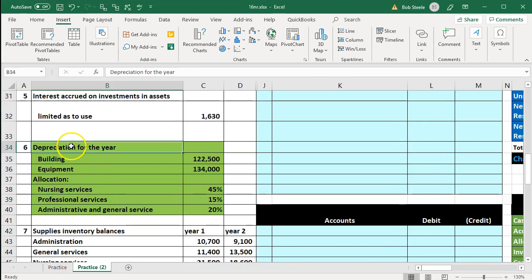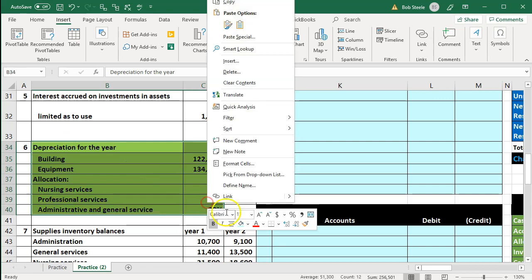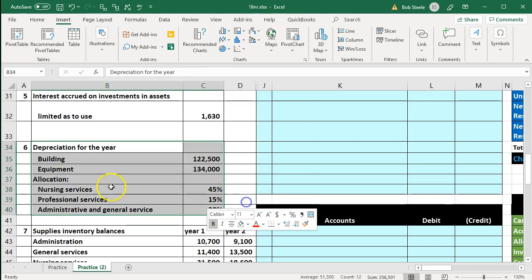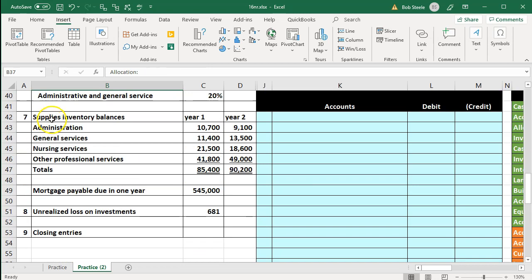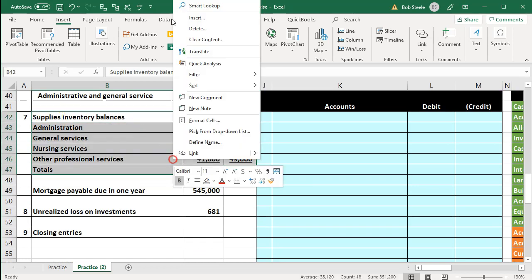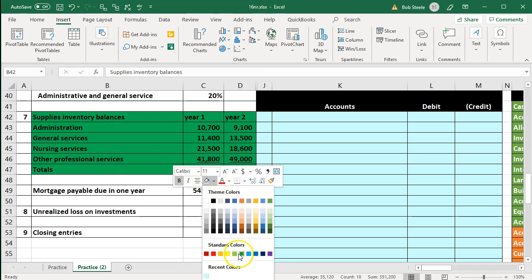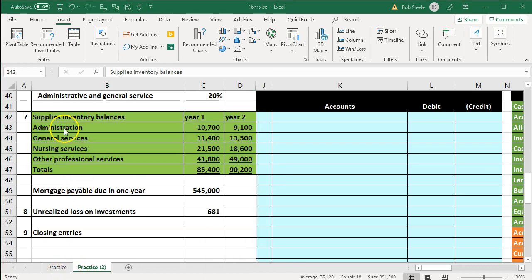So next thing we're going to do is scroll down. We're going to ungreen number 6. So number 6 we're going to ungreen, and we are now currently on, we're going to be starting with number 7. So we're going to green up number 7. We're going to highlight number 7 and make that green. So here we have number 7 where we have the supplies inventory balances.